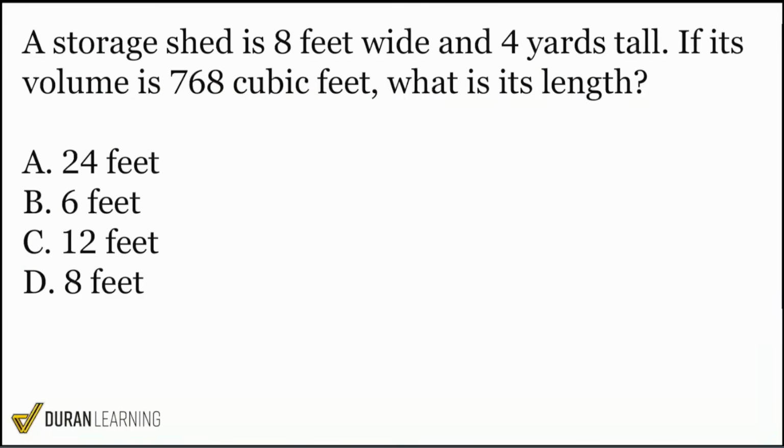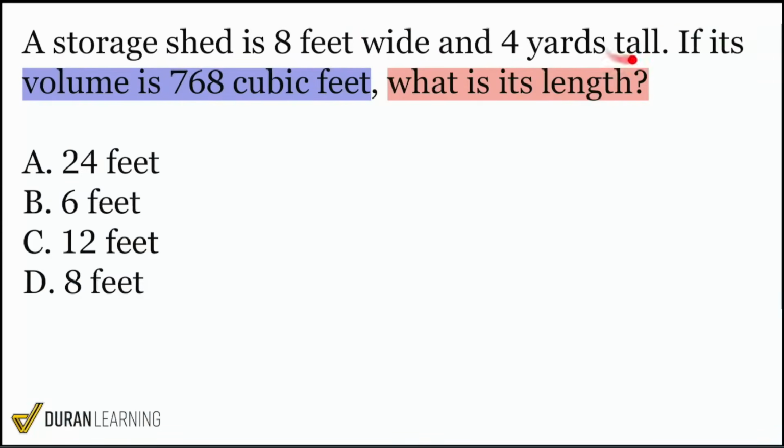I'm going to show you in this problem how most people will make this mistake by reading too quickly. We know that, again, we want to know the length. We're given the volume, and then we see that it's a storage shed that has a width, has a height because of how tall it is, and we want to know the length. That's going to tell me that we're dealing with a rectangular prism. And since we're talking about volume, we can say volume equals length times width times height.